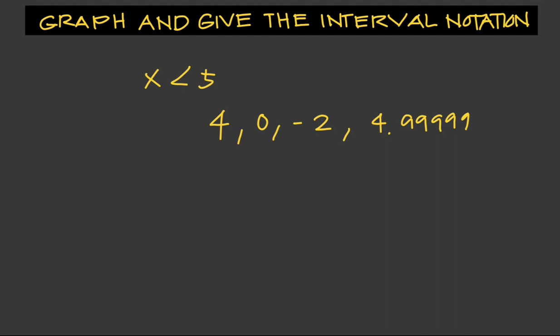If we have an expression such as x greater than or equal to -3, this means that our variable x can be any number greater than or equal to -3. So what are those numbers greater than or equal to -3? It can be -3 because it says equal, 0, 1, or 5.